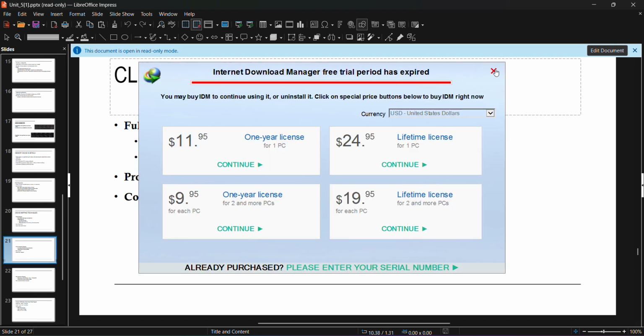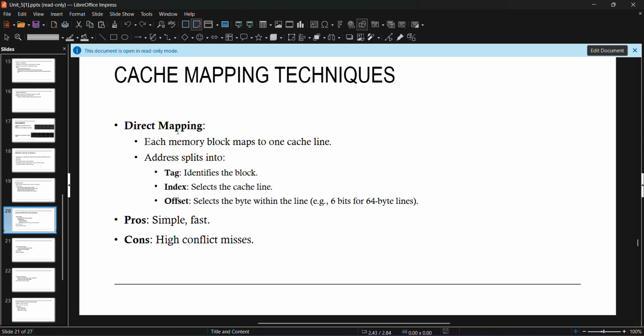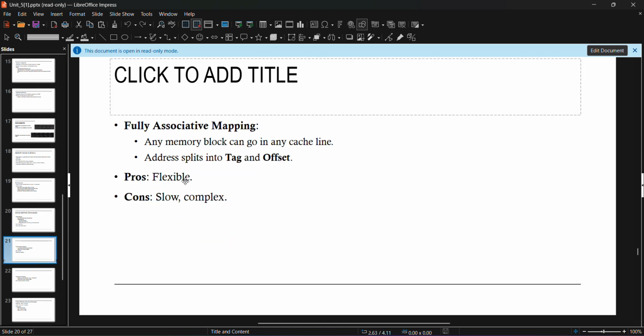So it's not the ideal caching technique to use here, as well as the direct mapping because it also has high conflict misses. That's also not the ideal caching technique that our cache should use. Although it's simple and fast, it still has the disadvantage of the high conflict misses. As well as this one is also flexible, but it's slow and complex.